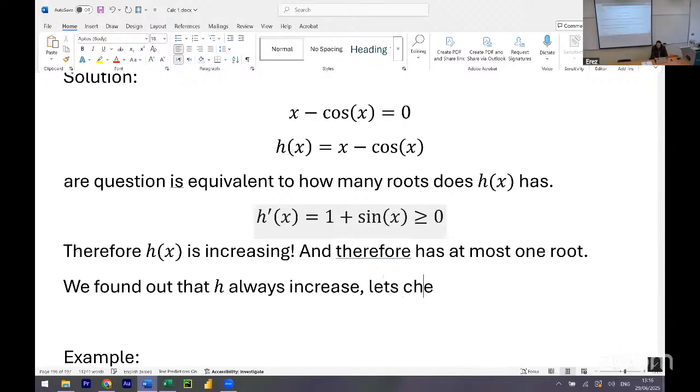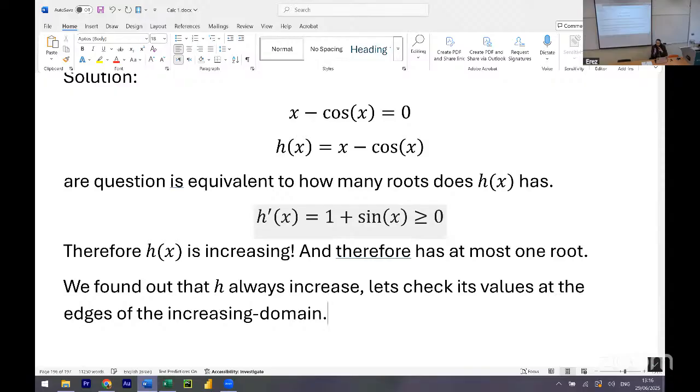Let's check its values at the edges of the increasing domain. It could be that it's increasing between 0 and 1, and then I'll check the edges between 0 and 1. But here it's increasing between minus infinity and infinity, and we want to check the y values at minus infinity and infinity. Could we plug in minus infinity and infinity? No. So what do we do when we cannot plug in the number? We calculate the limits.